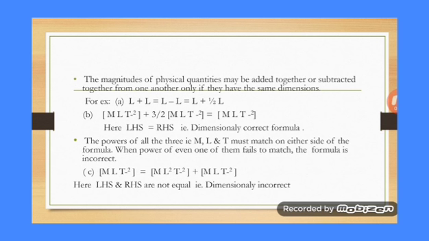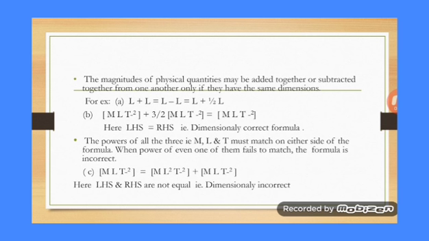That is, you can add L plus L. You can subtract L minus L, or L plus half L, or M plus 2M. This can be added or subtracted because they have the same dimension.